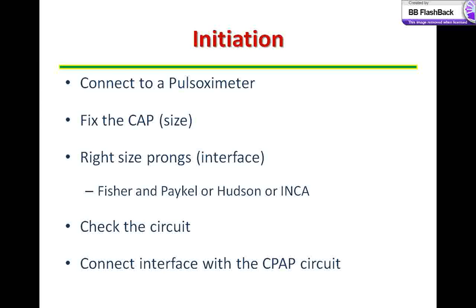When we start CPAP for the infant, one should make sure the equipment is ready, connect the infant to a pulse oximeter, start him on oxygen, fix the cap, and choose the right size prongs. It could be an interface, could be a Fisher and Paykel, or a Hudson, or an Argyle, or an InCup. After you connect the prongs, connect the respiratory circuit to the interface, check the circuit, check the water level in the bubble chamber and check for the water in the humidifier chamber.